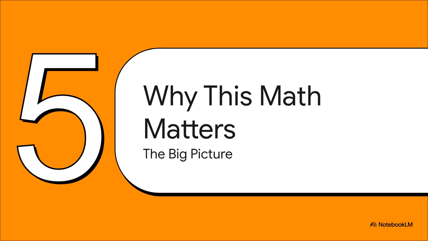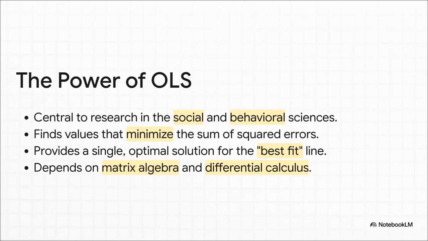Okay, I know that was a lot of symbols and equations, so let's zoom back out for a second. Why does any of this abstract math actually matter in the real world? Look, this isn't just some dusty old proof from a textbook. This derivation is the workhorse behind quantitative research in fields like economics, psychology, sociology, you name it. It's powerful because it guarantees there is one single optimal answer for the best fit line. It's also the conceptual ancestor to many of the much more complex machine learning models we use today. And maybe most importantly, it's just a beautiful example of how really abstract mathematical ideas can give us incredibly powerful concrete tools to make sense of a messy world.